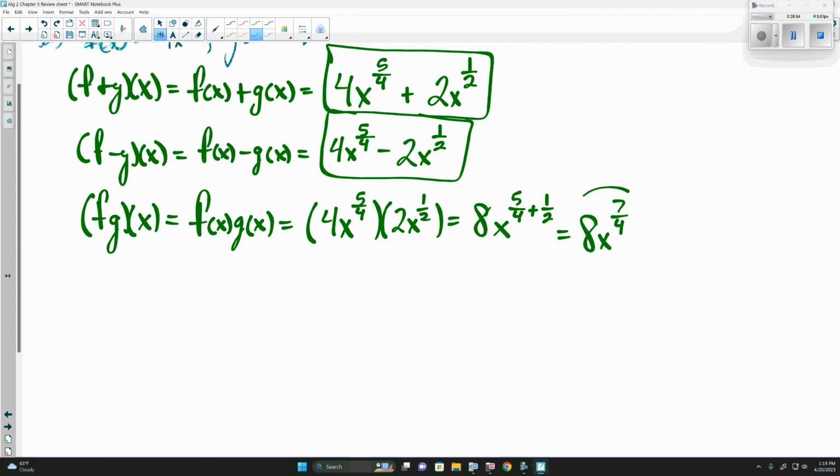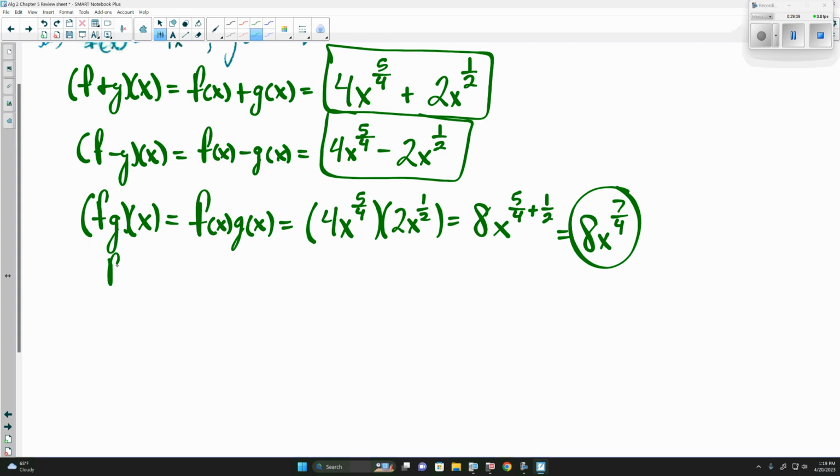To be able to add them, we would need the denominators to be the same so we can add the numerators, or we can let the calculator figure that out for us.